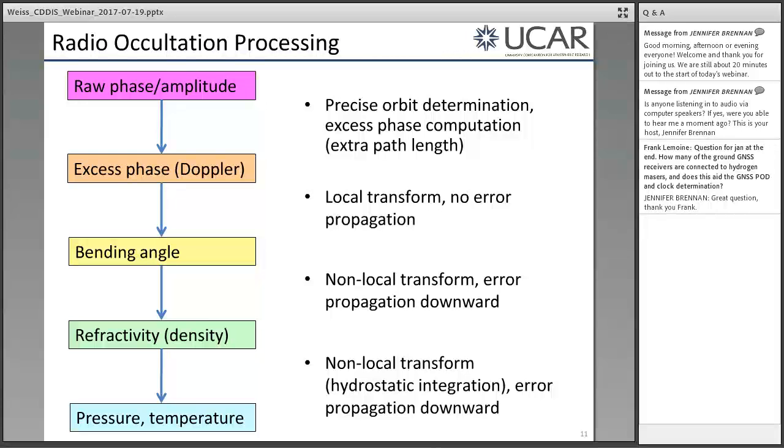Now, of course, in reality, it goes through an atmosphere and is bent and slowed down. So we compare the measured signal relative to the geometric distance, and that's called the excess phase. That's related to the Doppler of the signal, which is why relative velocities are important. From that excess phase, you get to a quantity called the bending angle. I have an illustration of that on the next slide. Once you have the bending angle, you can get to the density of the atmosphere, or the refractivity, and from that you can go to other quantities like pressure and temperature.